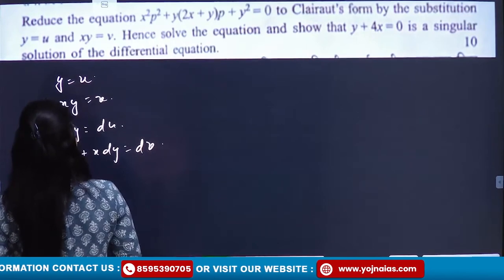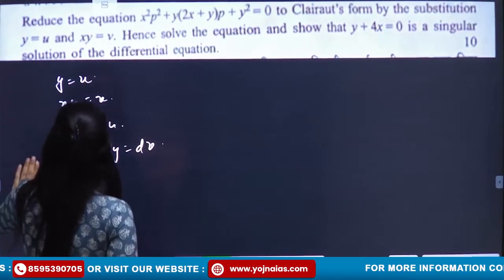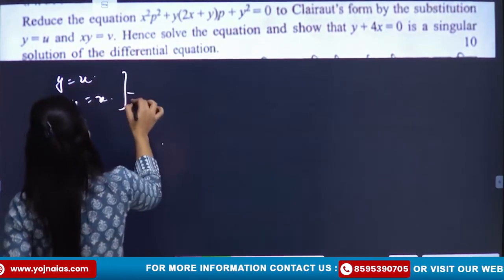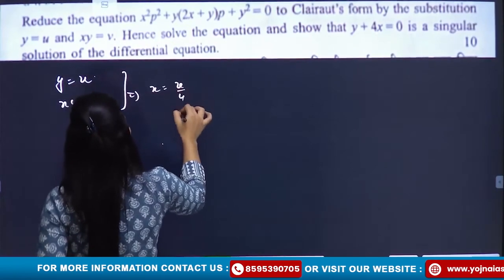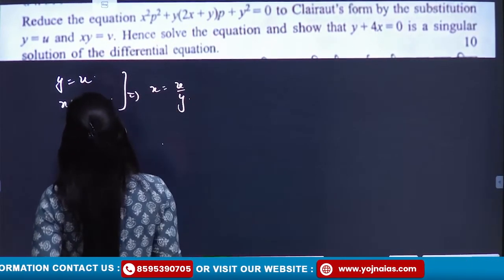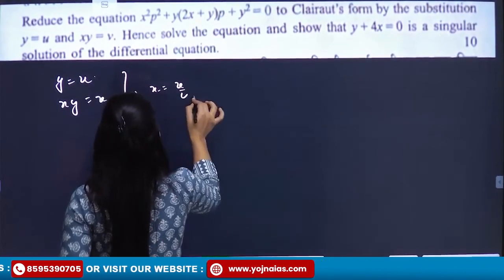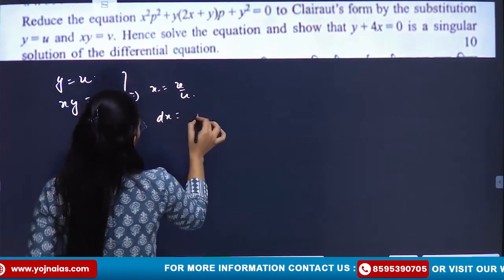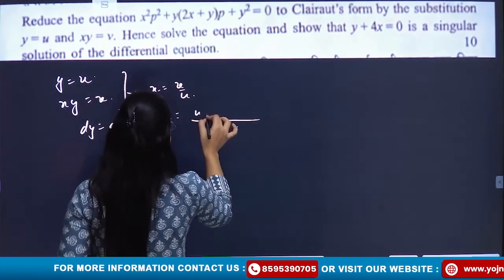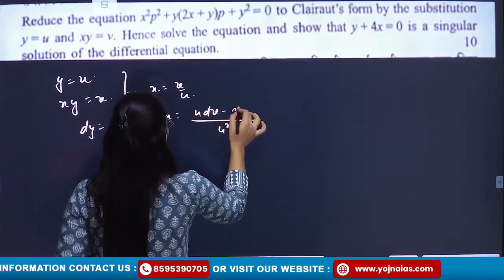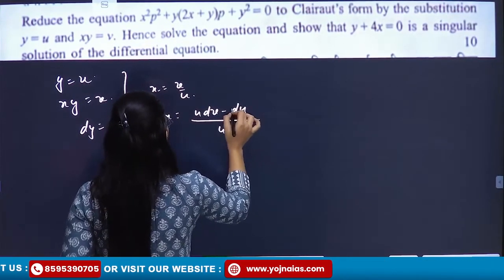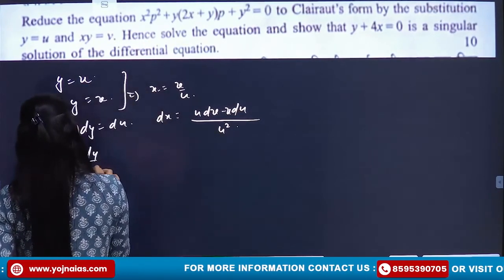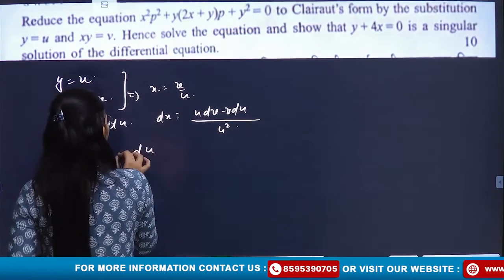So what will we do? This is going to be dy is equal to... x is equal to v by y. And y we write as... so dy is equal and you have dx is equal to... square, minus y by d... square comes on top.